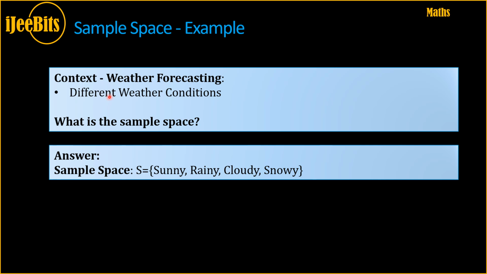Let's look at the weather forecasting context. What are the sample points you can see in weather forecasting? Different weather conditions. What are those weather conditions? It may be sunny, it may be rainy, it may be cloudy, it may be snowing, right? These are the typical sample points that you can see, and hence our sample space for this weather forecasting case is sunny, rainy, cloudy, snowy.